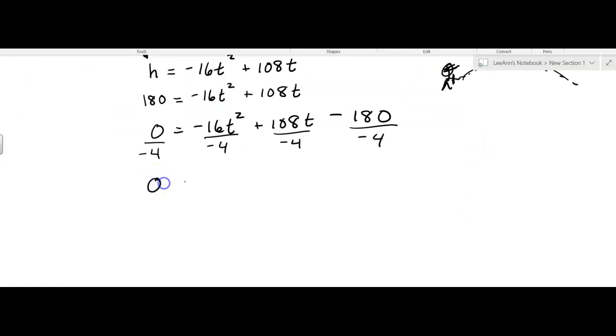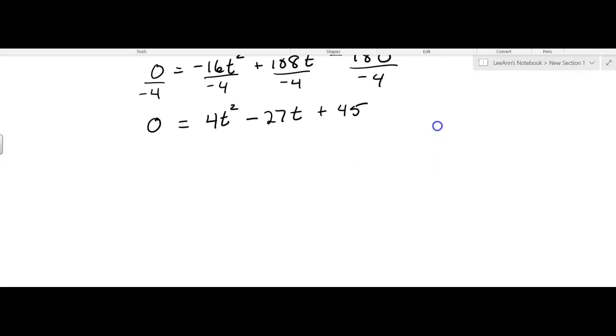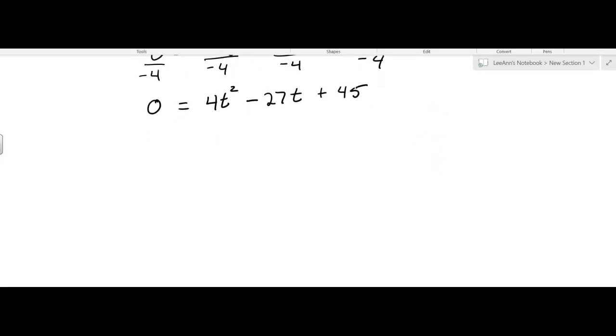All right, so then I still have my 0. Then I have 4t squared minus, let's see, how many times? 27t plus 180 divided by 4, 45. Okay, now, do I want to try to factor it? I don't really want to try to factor it. Do I want to complete the square? No, not really. I want to just go to the formula. So, it might not be the easiest way to do it. Maybe it factors, but I'm not going to figure that out.